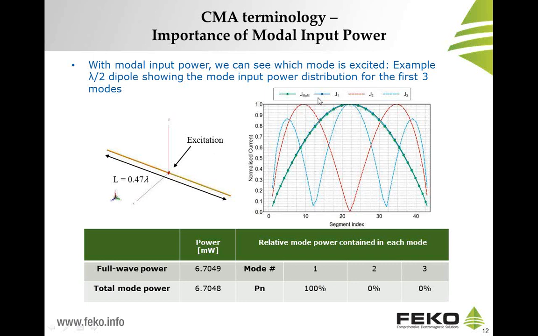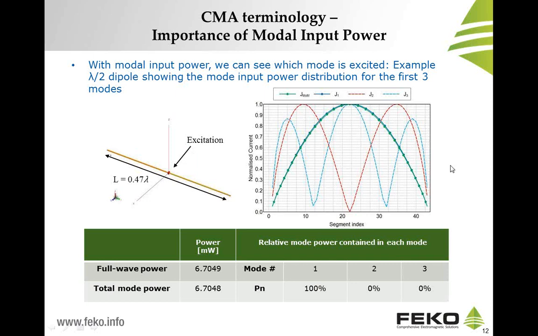by the green line, and also the first three modes, J1, 2, and 3. And I plot this here as a function of the segment index. That is, this line or the dipole is discretized with different segments. So this graph essentially just shows you the current distribution over the wire dipole.